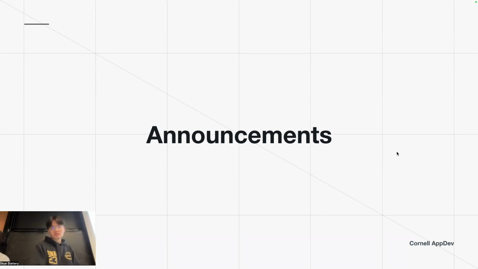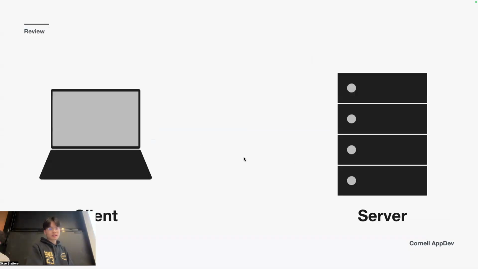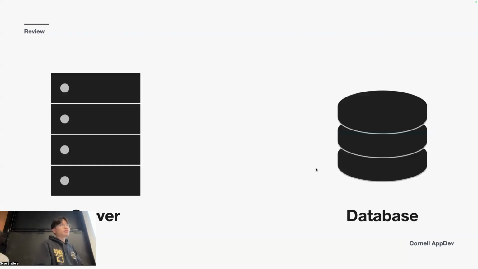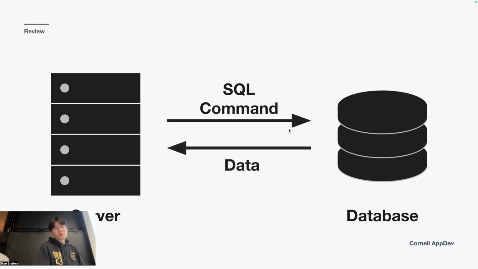All right, so today let's review what we've learned so far and get into the new stuff, which is the relational stuff. We have the client and server. The client sends a request to the server, and then we have the three operations like last time. The route gets triggered. You have the data operation. And last time we learned that we actually use SQL instead of a Python dictionary. So during the data operation, your server communicates to your database with a SQL command, like select all from task, and the database gives you back the data that you queried.